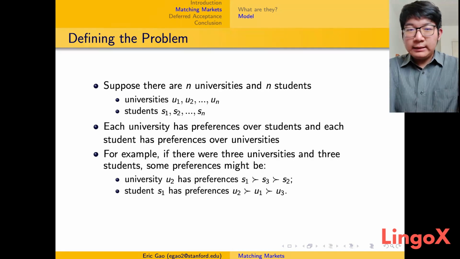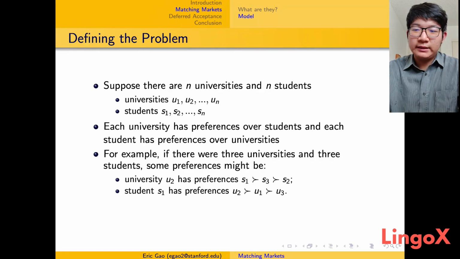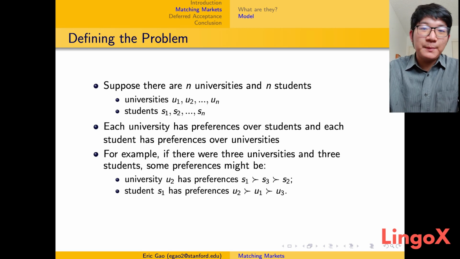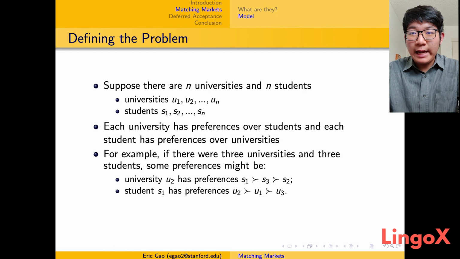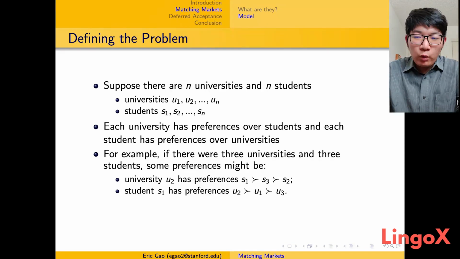Okay, so now that we've provided real-world examples, let's actually define our problem mathematically. This is where it might start getting a bit confusing, but just try to follow along as best as you can. So suppose that there are n universities and n students, where n is just some arbitrary natural number. For our purposes, our worked example later on will use 3 universities and 3 students. So for now you can just interpret n as equal to 3. So there might be 3 universities, we can call them U1, U2, U3. And once again, there's also 3 students, S1, S2, S3.